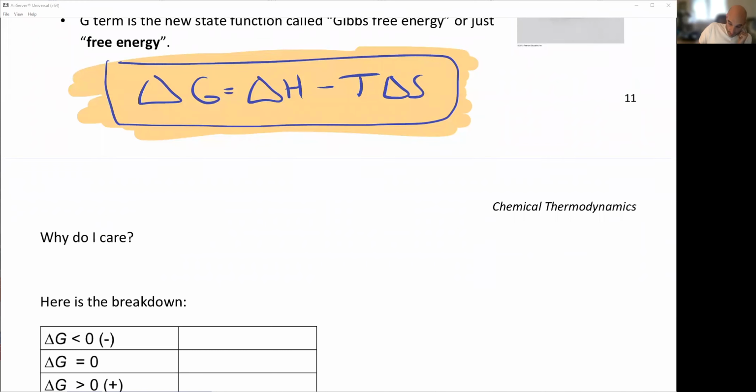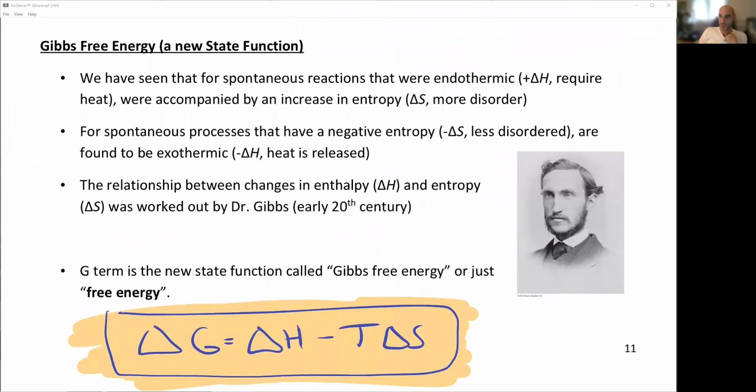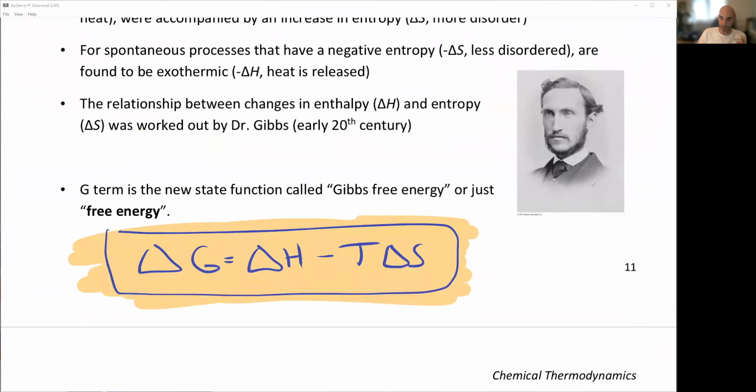Okay, so let's keep going. Let's talk about Gibbs free energy. The Gibbs free energy is a new state function. We know H, right, and whether a process is endothermic or exothermic. We know entropy is the increase or decrease in randomness of the universe. And we put these two energy things together to give us the free energy, or the Gibbs free energy.